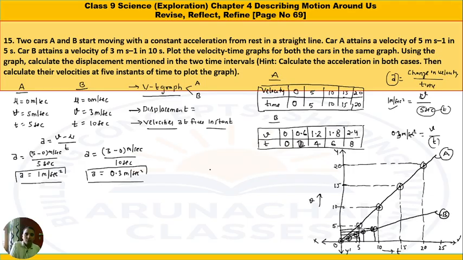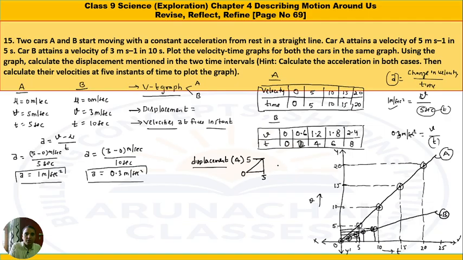Now what we need to find? We need to find displacement. Let us find the displacement for car A in 5 seconds. This is what 5 seconds represents. If I just see this triangle, we need to find out the area of this triangle. I'm just marking this triangle area. This represents 5, this represents 5. Here it is the origin.